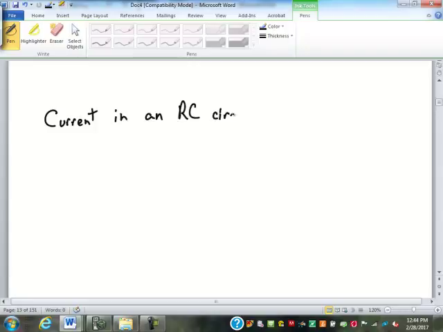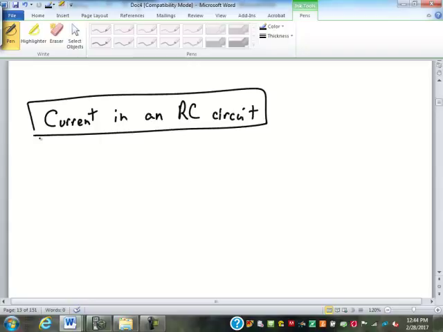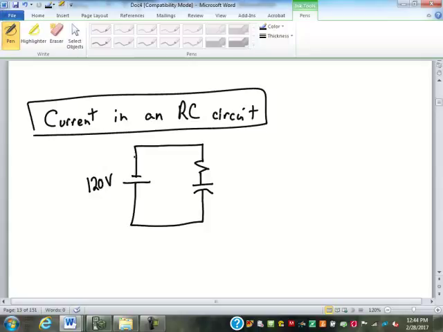So we're going to look at the current in an RC circuit, the amount of current that flows in an RC circuit. Now, in an RC circuit, you've got your voltage source, you've got a resistor, and you've got your capacitor. Let's say this is a 120 volt voltage source here. Now, we're going DC here just because AC is a little bit more complex to work with.